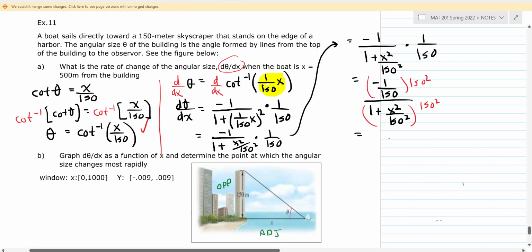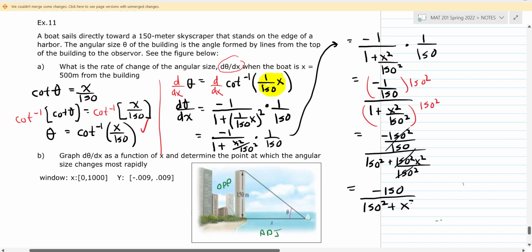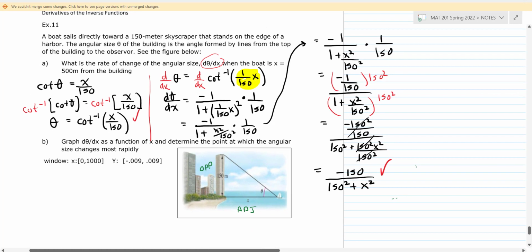So what you'll have is in the numerator, negative 150 squared over 150. And in the denominator, when you distribute, you're going to have 150 squared plus 150 squared x squared over 150 squared. Then you've got a cancellation there, and in the numerator, one of those cancels. That'll just leave you negative 150 over 150 squared plus x squared. So this is your derivative right here. Again, a little messy with the algebra, but that would be a simplified form of your derivative.